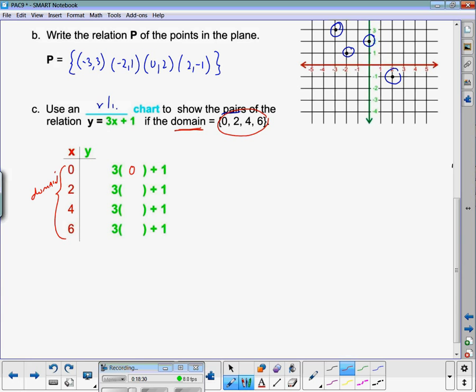First time X is a 0. 3 times 0 is 0. 0 plus 1 is 1. And hey, guy 0 is dating girl 1. We found a pair.